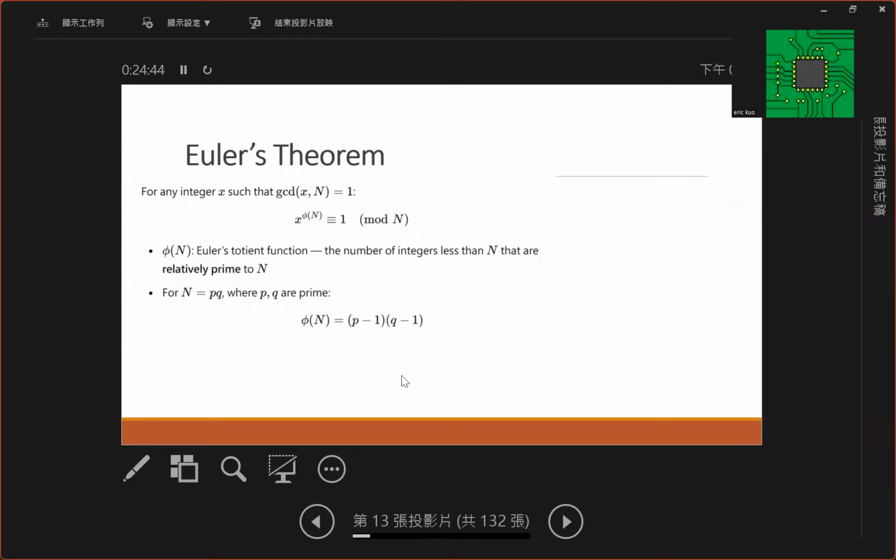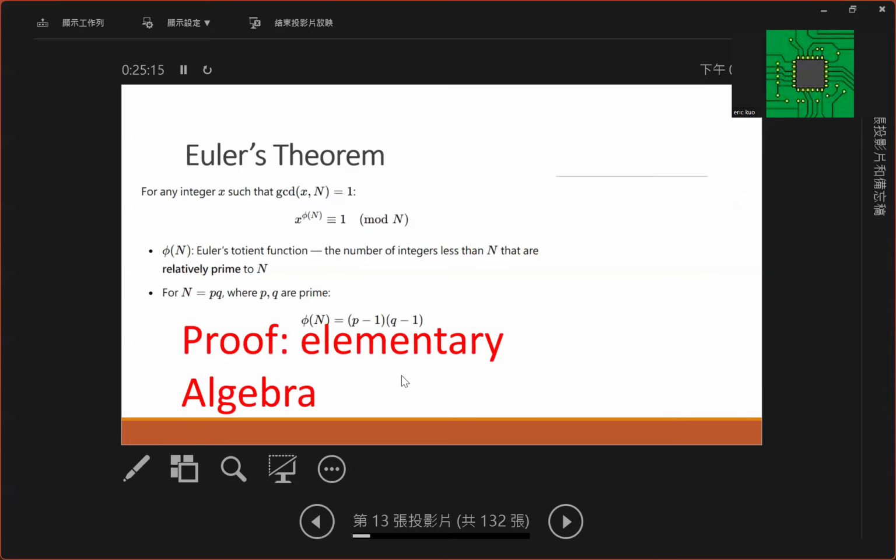So if you pick any number less than n, in order for this number to be relatively prime to n, it must not be a multiple of p, and also not a multiple of q. The probability for this number to not be a multiple of p is just 1 minus 1/p, and similarly 1 minus 1/q. So this is the proof. Basically, the proof is just this. Elementary algebra. For you, it's somehow an exercise.